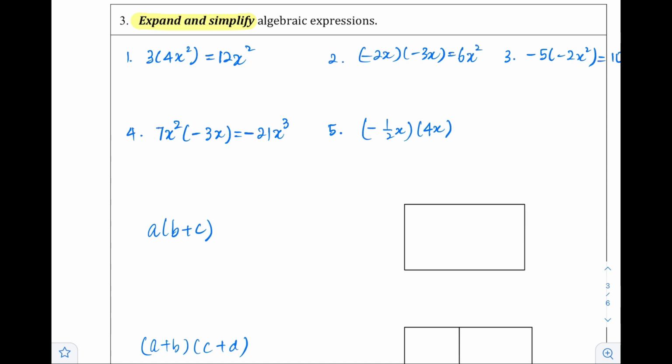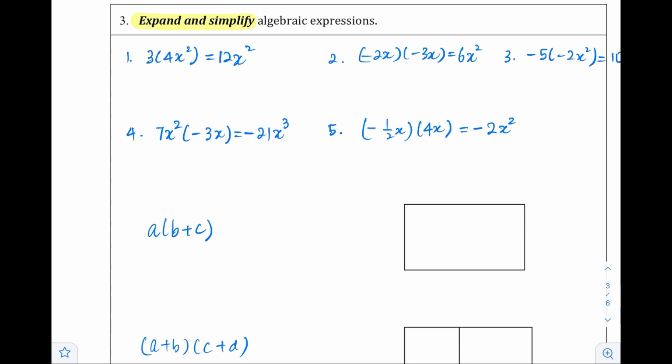Alright, for question number 5, I have negative half x times 4x. So again, looking at the numbers, I have negative half times 4. A negative number times positive number will give me negative. Half times 4 will give me 2. Then x times x will give me x squared.